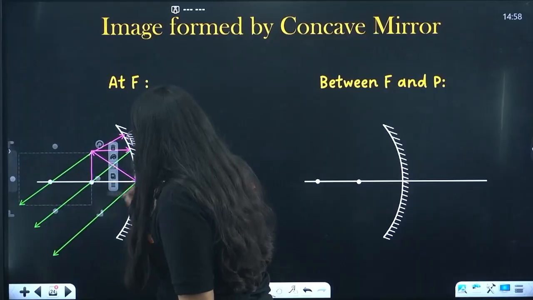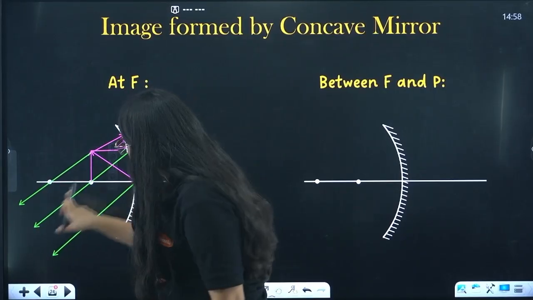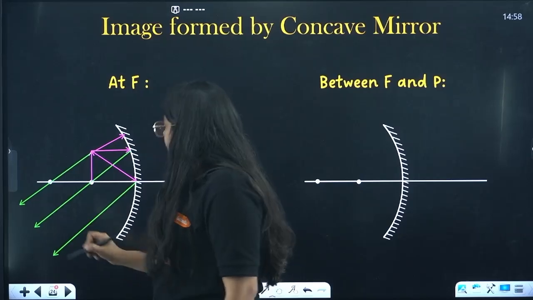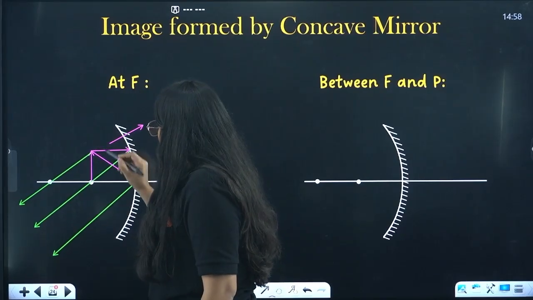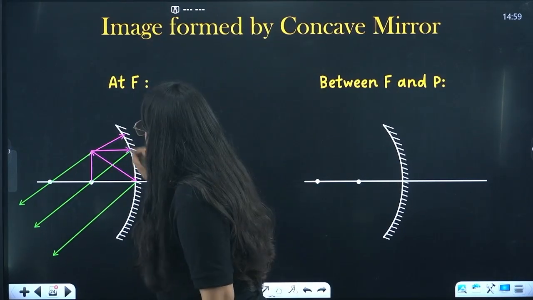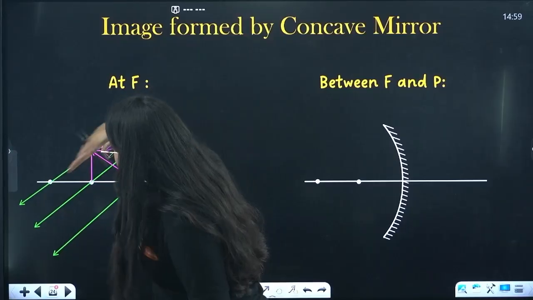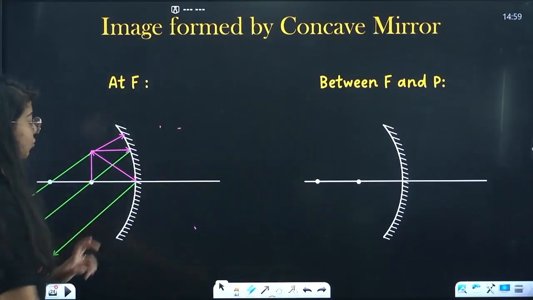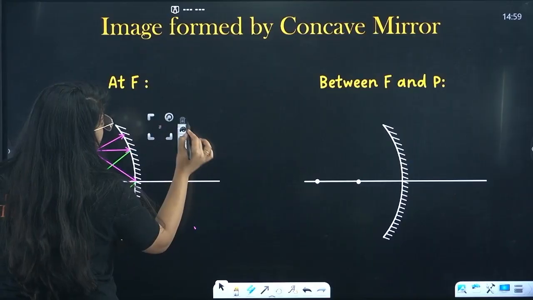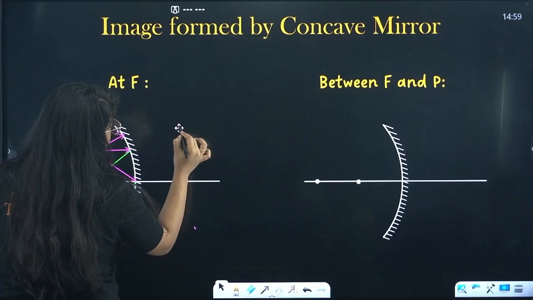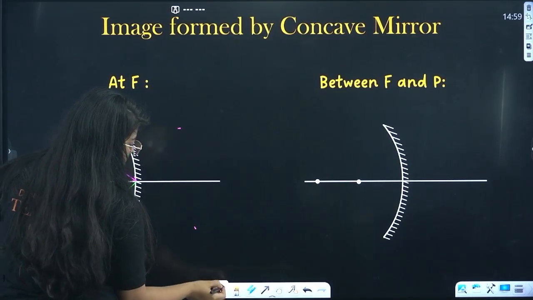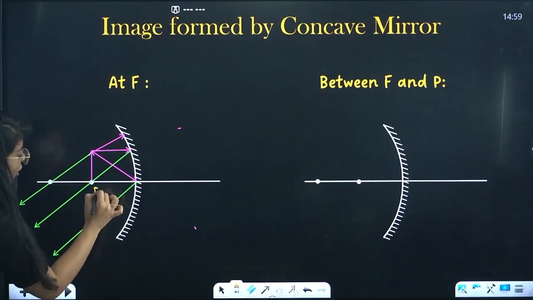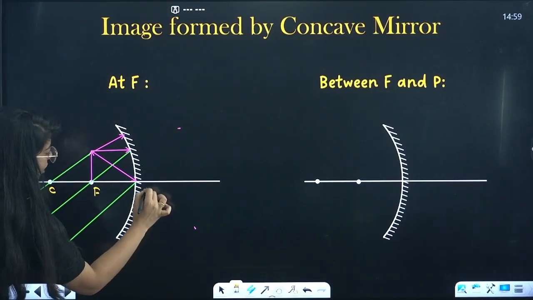Out of these, this one is compulsory: the parallel ray goes through the focus. The other, passing through the pole, reflecting, and hitting the mirror surface and turning back, or passing through the center of curvature, you can do as well. Both are true, beta. Let me just remove this. Can I? Okay, I can't. Okay, done. This is your focus, center of curvature, pole.